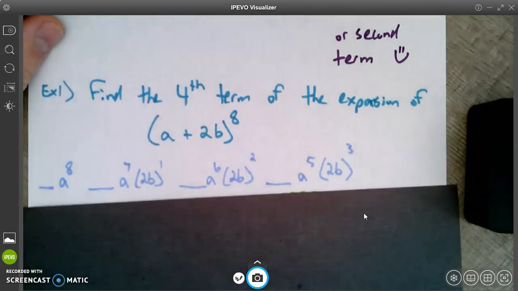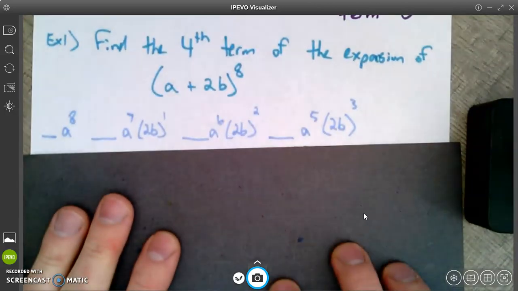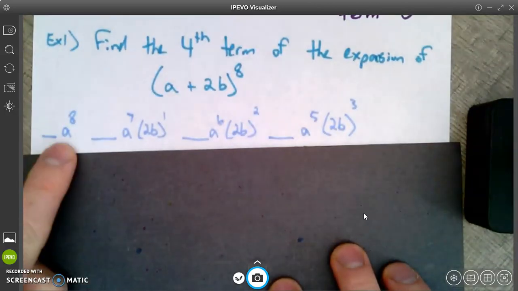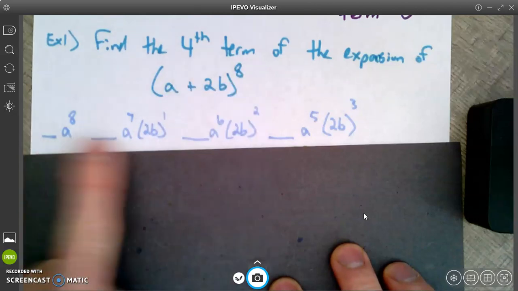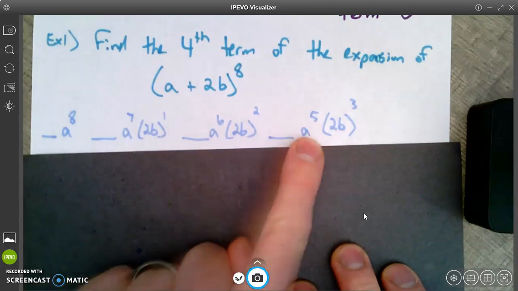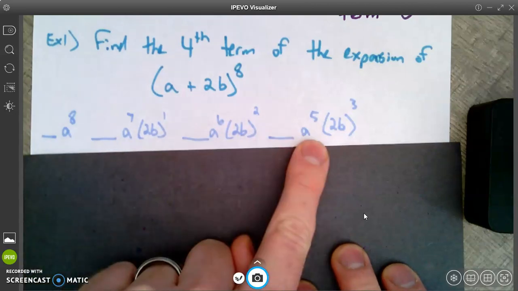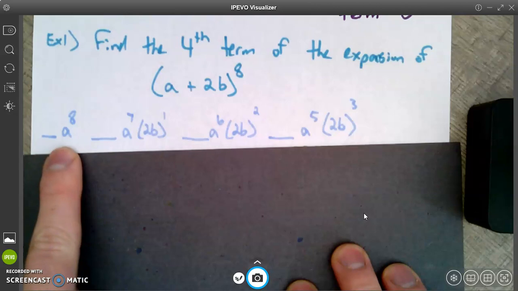I'm just kind of laying it out there for you. If I was expanding it all the way, just to show you guys some coefficients: the first term to the big power, and then that one drops by 1 every time. And while that one drops by 1 every time, the other term, which is 2b, increases by 1 every time.